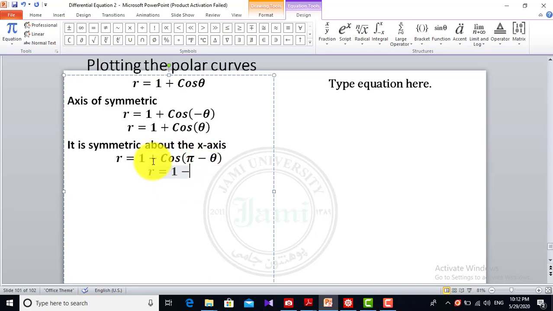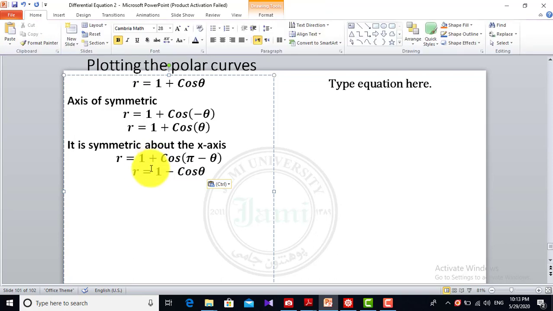So I will be getting 1 minus cos theta. So if I compare this equation with the first equation, my first equation is 1 plus cos theta, and the resulting equation which I have got is 1 minus cos theta. There is a difference between these two. So what I summarize, I will write it is not symmetric about the y-axis.